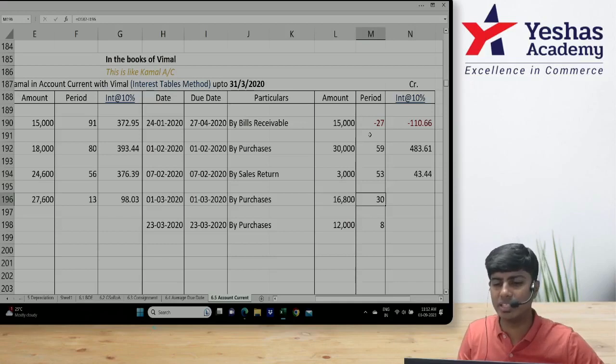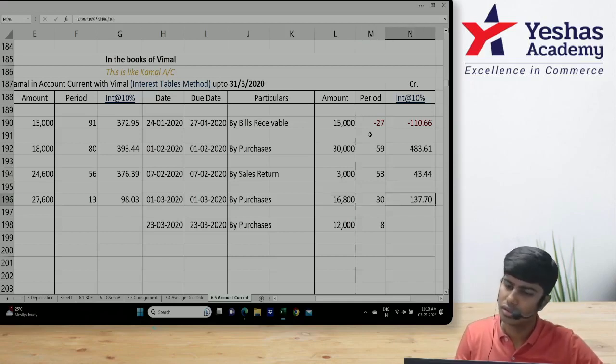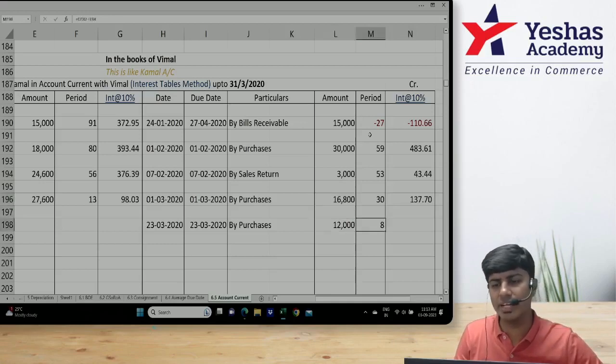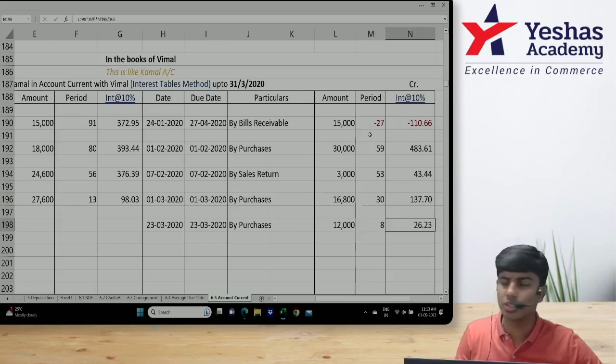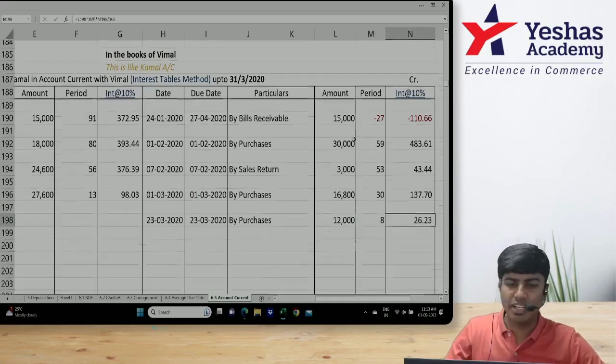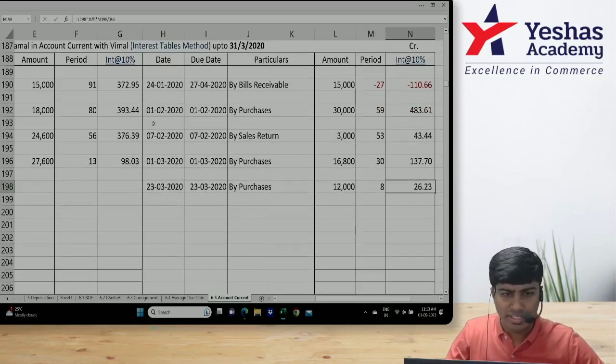16,800 into 30 by 366 into 10%. 1. 12,000 into 8 by 366 into 10%. 26.23. Got it? Now, first find the balancing figure in interest column. I think debit side itself is more. How much?